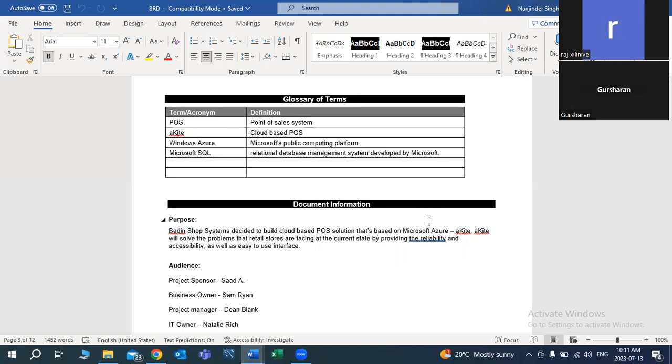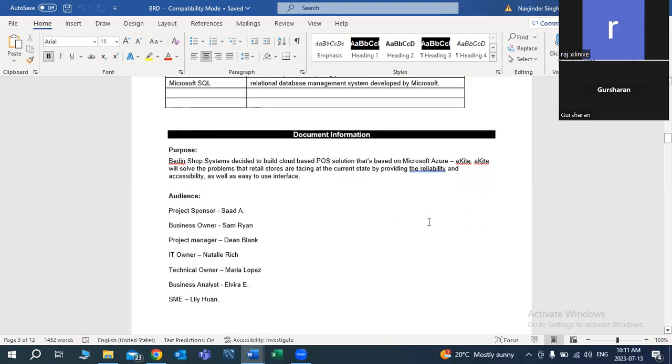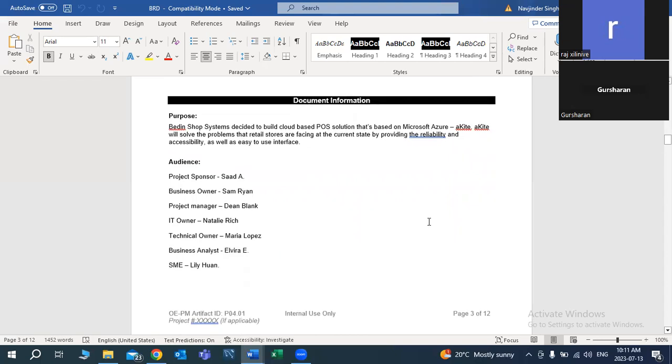Next, second is purpose. Here you need to write down the purpose of the project. What was the purpose behind developing this business requirements document? Not only the purpose of the BRD, but the purpose of developing the cloud-based point of sale system. That purpose has to be mentioned here. This is what purpose generally stands for. Do remember, we have to write this purpose on our own, based on the information we have collected.